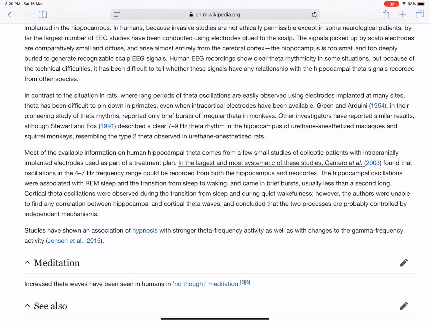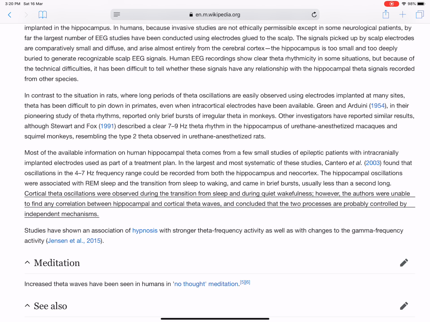In the largest and most systematic of these studies, Cantero et al. 2003 found that oscillations in the Hertz frequency range could be recorded from both the hippocampus and neocortex. The hippocampal oscillations were associated with REM sleep and the transition from sleep to waking, and came in brief bursts, usually less than a second long. Cortical theta oscillations were observed during the transition from sleep and during quiet wakefulness. However, the authors were unable to find any correlation between hippocampal and cortical theta waves, and concluded that the two processes are probably controlled by independent mechanisms.